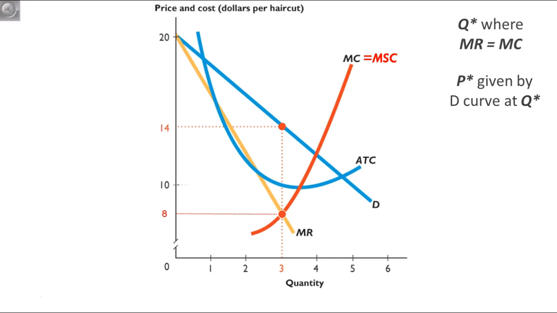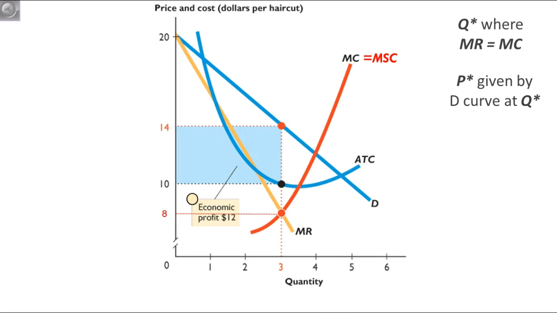We can see there that at this optimal output, the average total cost is $10, and so the economic profit is a total of $12. We know that because the average profit, the profit per unit, is the price minus the average cost, revenue per unit minus the cost per unit, which is $4, multiplied by the number of units, 3. So $4 times 3 units is $12. So the firm's making economic profit in this case.